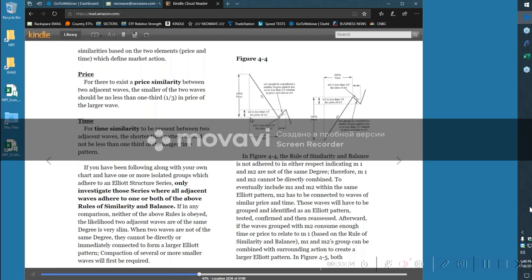Okay, so this is the minimum requirement for a pattern of the same degree. It needs to be at least 1/3 of the price or 1/3 of the time, one or the other. Usually it's going to be both, but at least one or the other has to be present. Otherwise, you cannot consider it the same degree and you cannot make it part of the sequence. So if you try to make this a 5, a 3, and this a 5, let's say it ended down here, this would not be a zigzag because this is too small and it takes too little time.